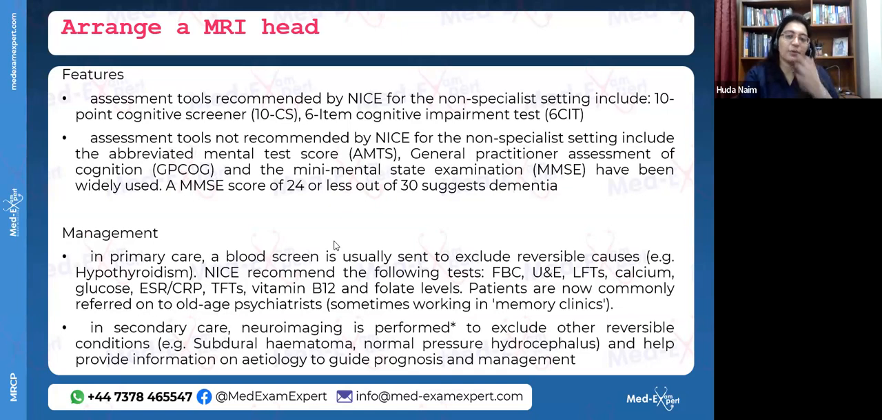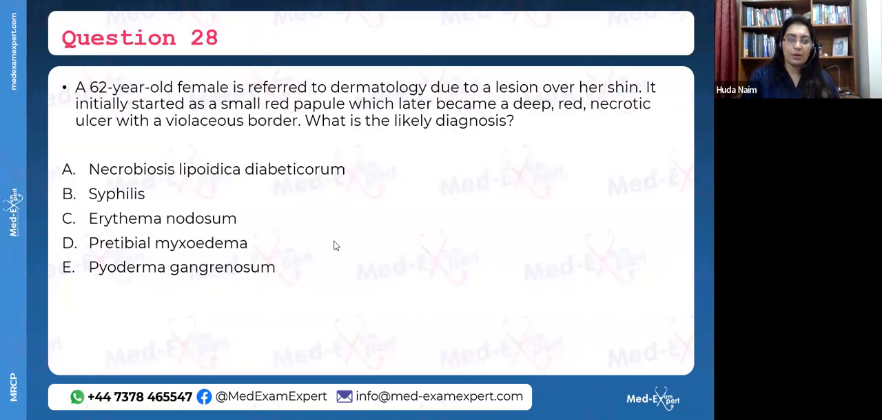And assessment tools. A lot of times they ask you on the exam how you would assess patients with Alzheimer's or dementia. There are different scales that we use. The most commonly used is the mini mental state examination. If they have a score of 24 or less out of 30, that suggests dementia. I think this was asked in the August attempt as well. They want you to know which scale is used for dementia or Alzheimer's disease. Okay, let's go on to the next question.